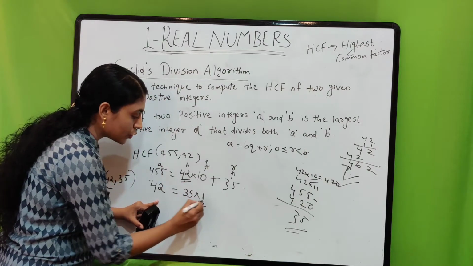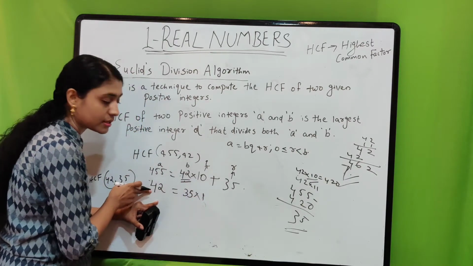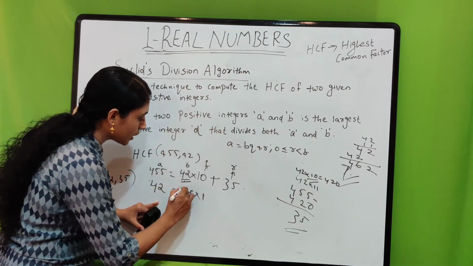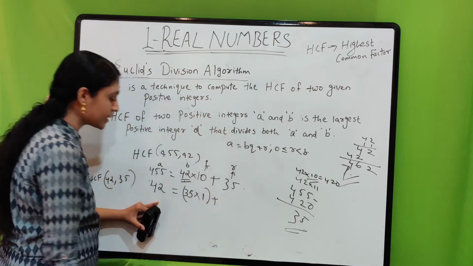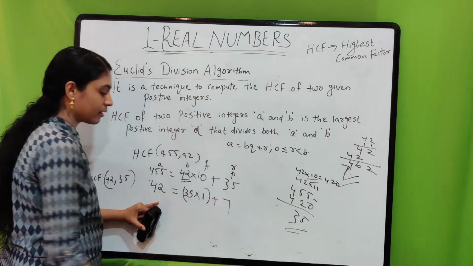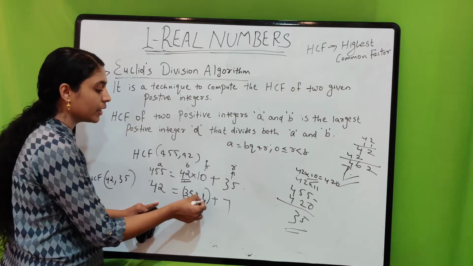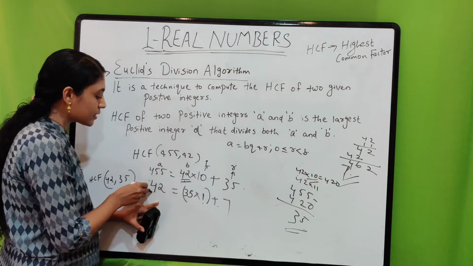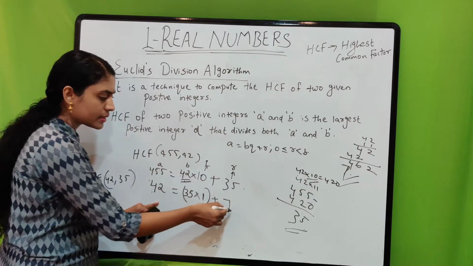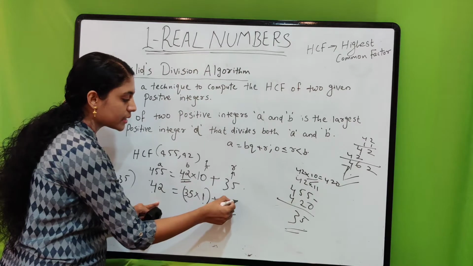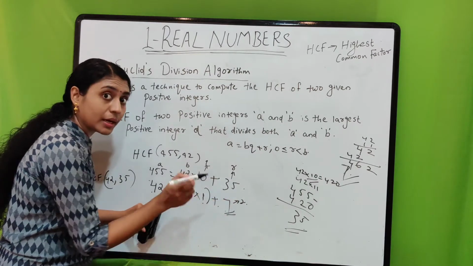Why don't we write into 2? Because it is 70 and that is greater than 42. So 35 into 1, 35 plus 7. Right? Because 35 into 1 is 35 plus 7, and 35 plus 7 is the LHS 42. Now is the remainder 0? No, it is 7.